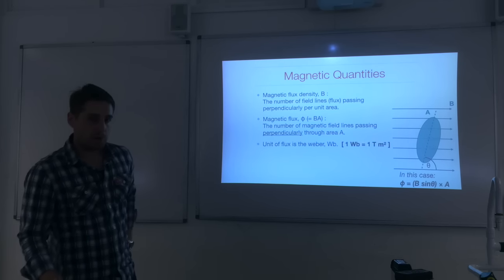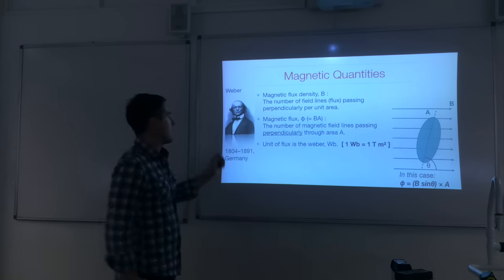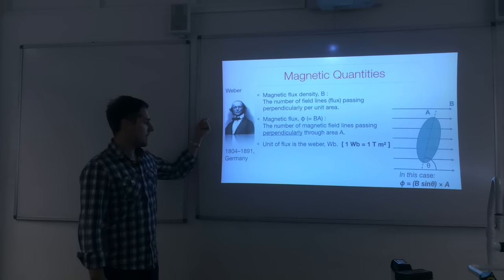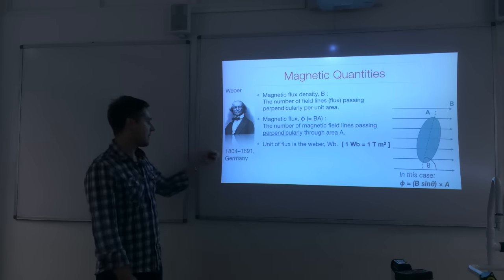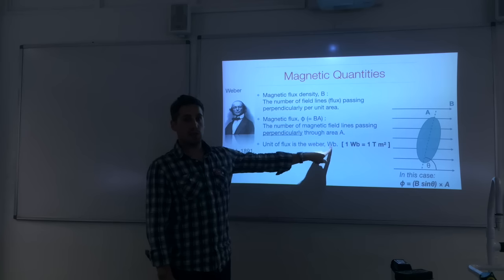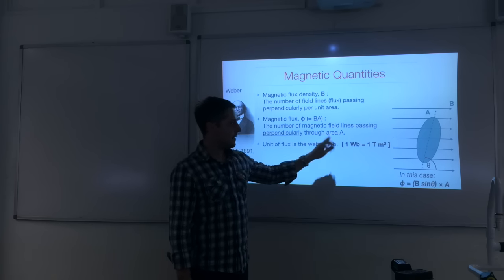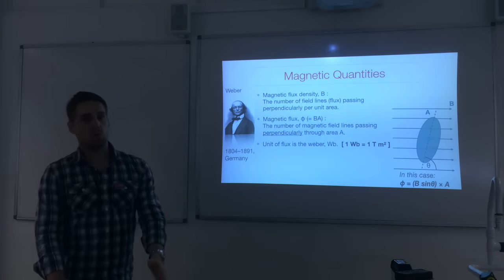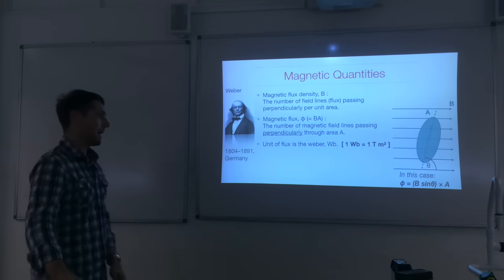And the unit of flux is the Weber, named after Weber, who was a German physicist working in the 1800s. The symbol is capital W lowercase b. 1 Weber is equal to 1 Tesla meter squared.